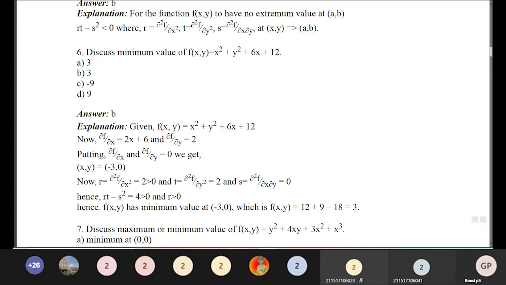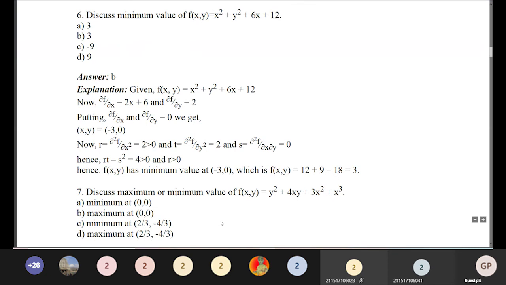In a similar manner, you try the 7th problem. Give me a 3 to 4 minutes break. 7th problem: discuss maximum or minimum. If you want to find the maximum value, RT minus S square should be less than 0. Anyway, you find the stationary point for that. I take a 3 minute break. Sharply at 4:10 we will resume our class.